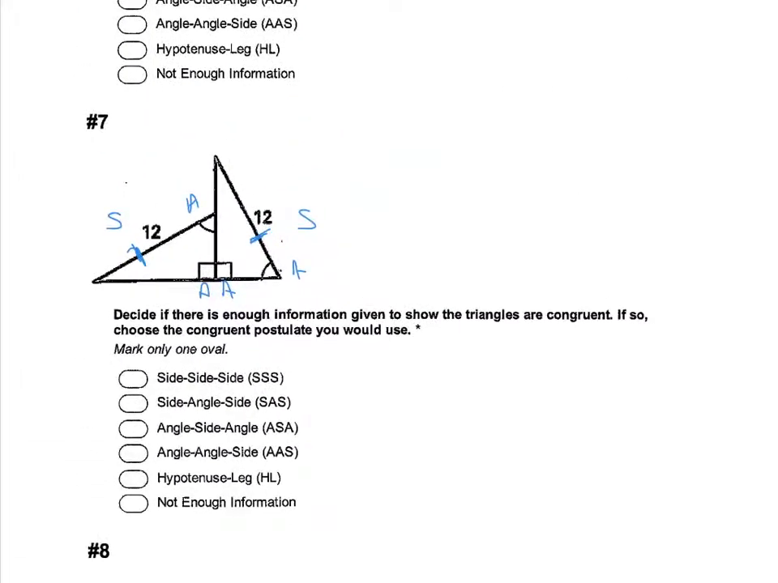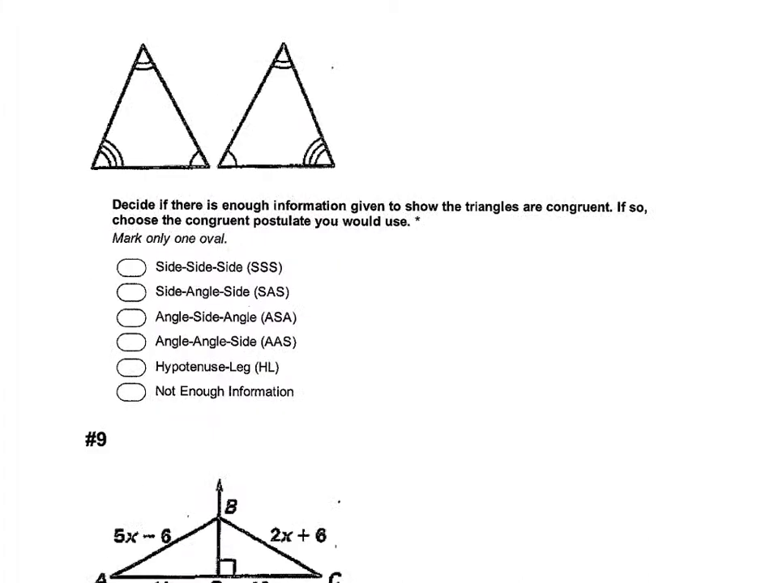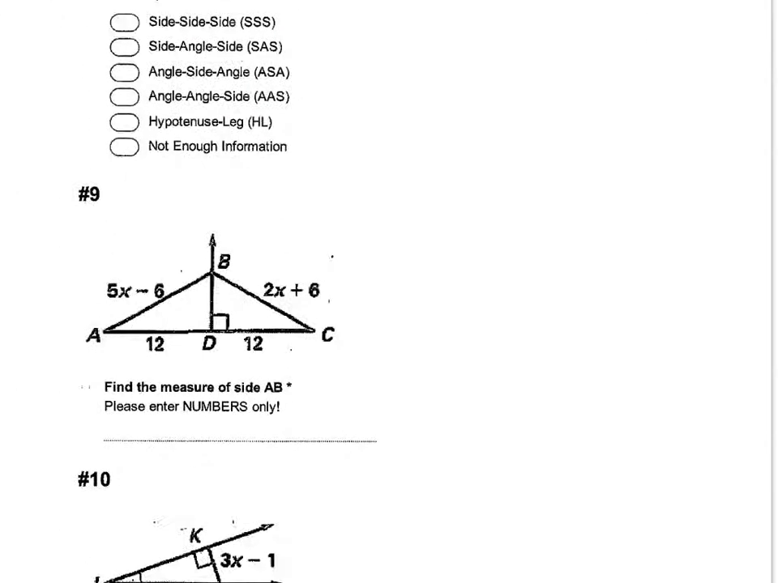Number 8, next page. Here's number 8. There he is. Little fella. Do we have enough information to show that the two triangles are congruent? Which of these four, side, side, side, side, angle, side, angle, angle, angle, side, or hypotenuse leg? Or is it not enough information? So take a look at these two guys. It's number 8.